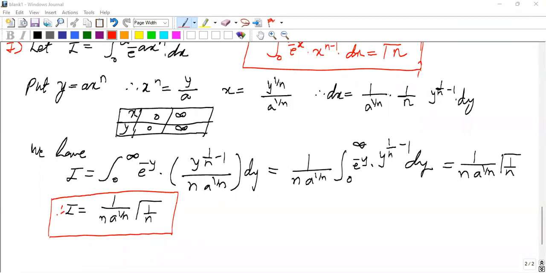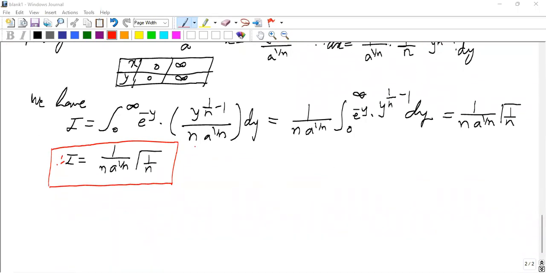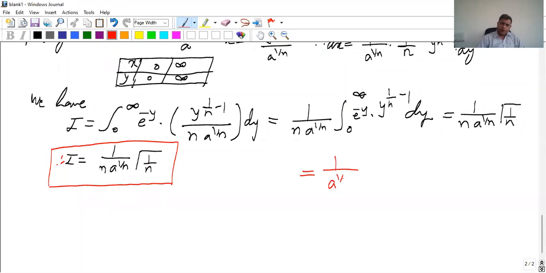Now we have considered only the term exponential. Sir, we can also write it as 1 upon a to the power 1 by n into gamma of 1 by n plus 1. Yes, we can write it like that. So this 1 by n, you can take it inside. So obviously, you can write it as 1 upon a raised to 1 by n, and if you want, you can write it like this. This is what you want to write, no? Yes, sir. Yeah, definitely we can write it.